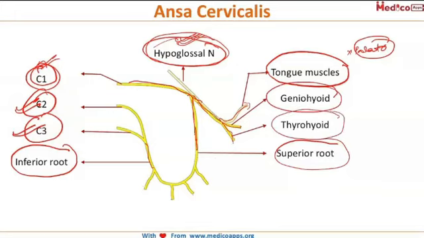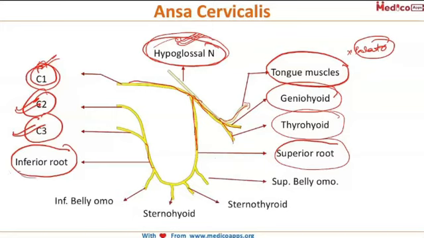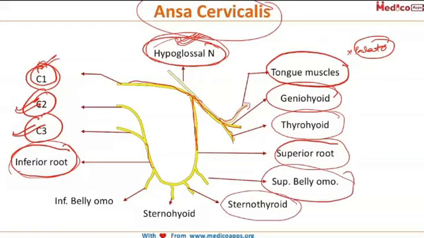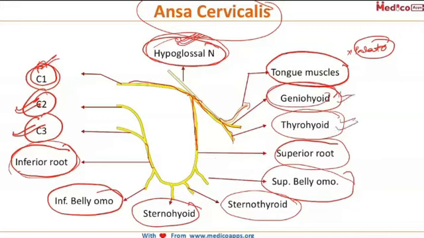And now the superior root and inferior root together will form the nerve loop, that is the Ansa Cervicalis, and supply the other strap muscles, that are the superior belly of omohyoid, sternothyroid muscle, sternohyoid muscle, and inferior belly of omohyoid. So except geniohyoid and thyrohyoid muscles, the rest of the strap muscles are supplied by the Ansa cervicalis proper, that is the inferior and superior root. Which are those muscles? We have the superior belly and inferior belly of omohyoid, and the sternohyoid and sternothyroid muscles.